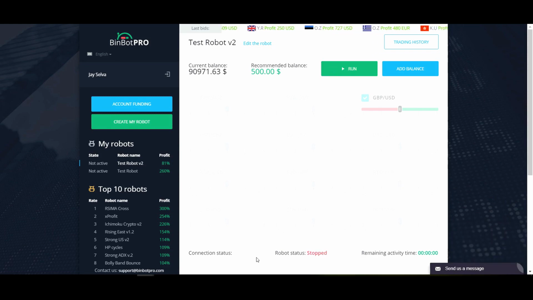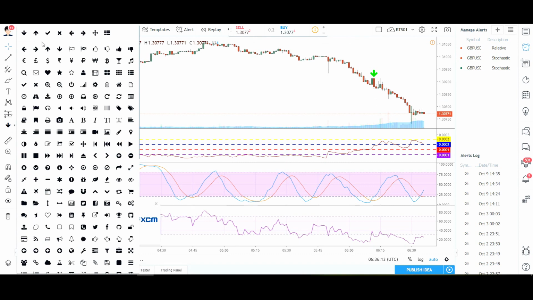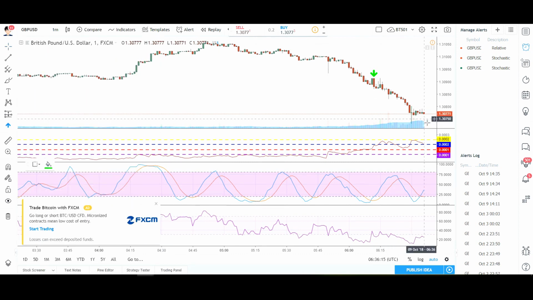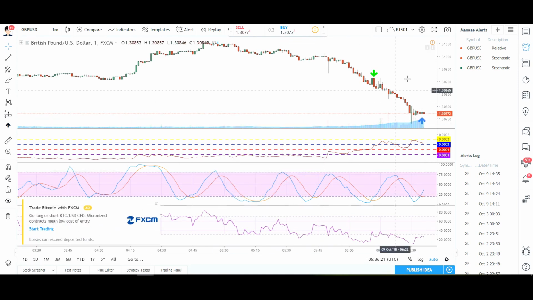Let me check. Turn off the robot first. Yep, so there's a call trade at 6:35. Let's put a call arrow at 6:35, at that bar right there. So yep, let's wait for about 7 minutes for this trade to expire.